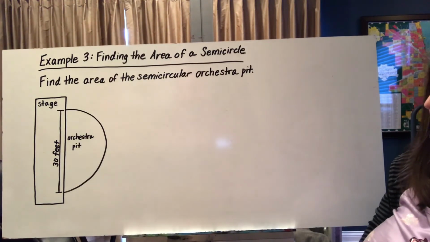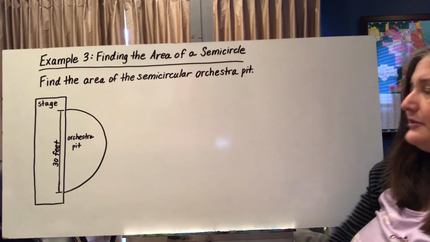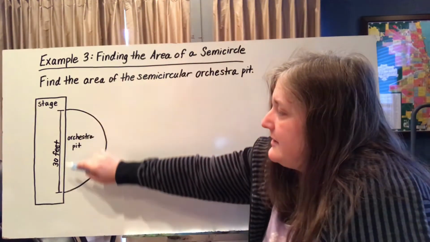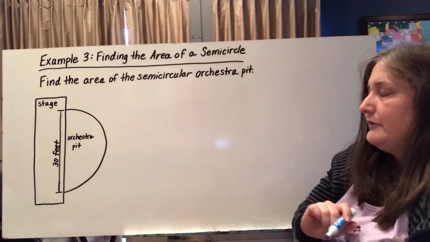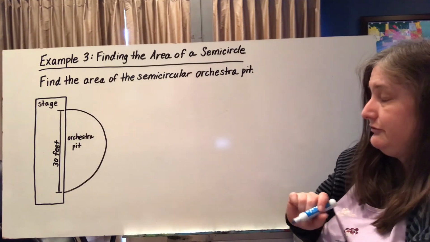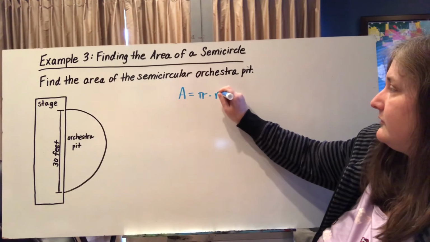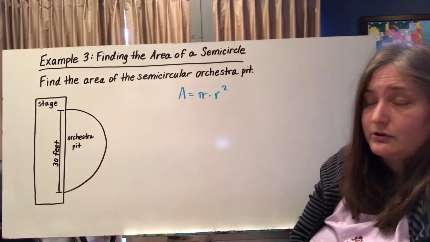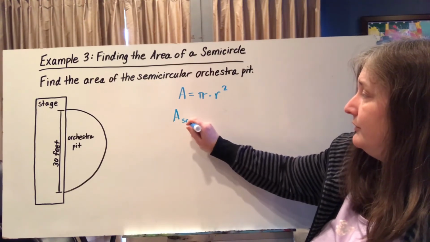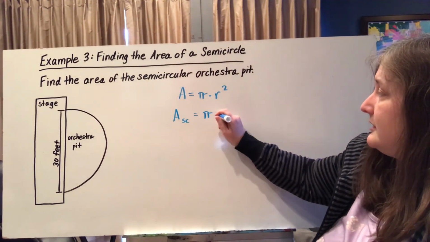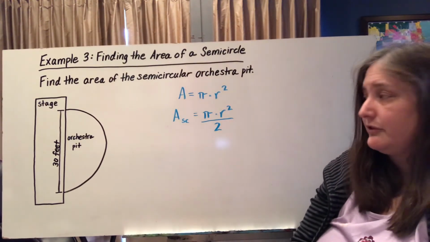Let's find the area of this semicircular orchestra pit here. So we have the stage, and the orchestra pit is 30 feet long and comes out from the stage in a semicircular shape. So if we want to find the area of a circle, we're doing area equals pi times radius squared. Now if I want a semicircle or half of a circle, the area is going to be pi times radius squared, but at the end we're going to divide it by 2 because we only want half of the circle.